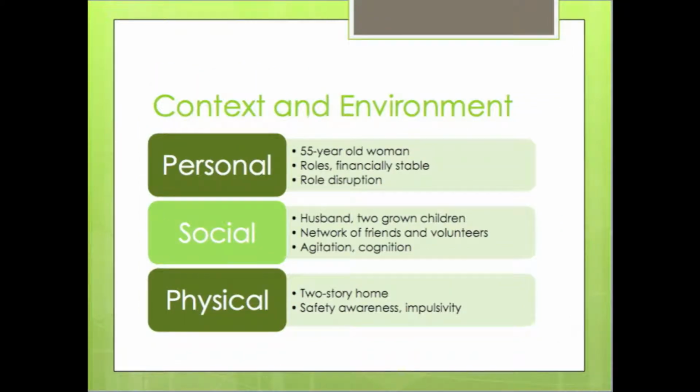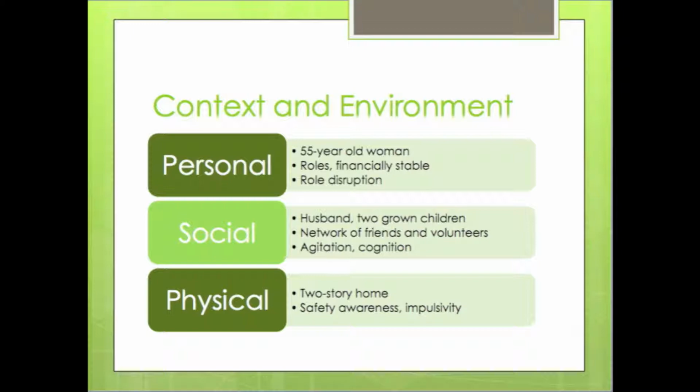With regard to client J's personal context, she is a 55-year-old woman who is a homemaker, volunteer, mother, and wife. She is financially stable. However, she is experiencing role disruptions due to her hospitalization. With regard to her social context, her husband and 2 grown children are available to help her adjust to her condition. She has relationships with the people at the hospital she volunteers at and has a small network of close friends. However, her agitation and decreased cognition affects her social participation.